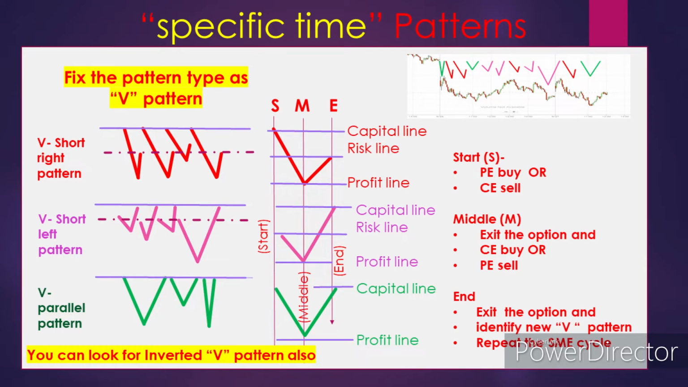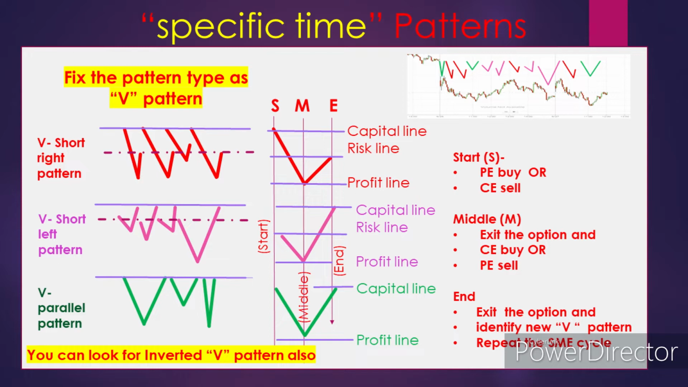In the second case, the short left V pattern, the trader can enter from the risk line and then expect to touch the profit line before it returns to the capital line. Thus, the trader can ultimately exit the trading strategy at the capital line. The trader can earn 1 to 1.75 times higher profit in both short left and short right V-shaped patterns.